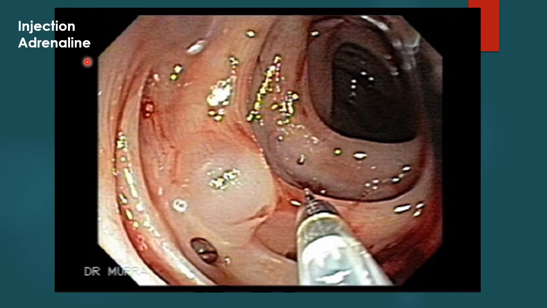This is injection of adrenaline. Here we have given one injection. One site has been injected. Another site is being prepared to be injected. So adrenaline injected at the bases of the bleeding diverticulum will stop further bleeding.